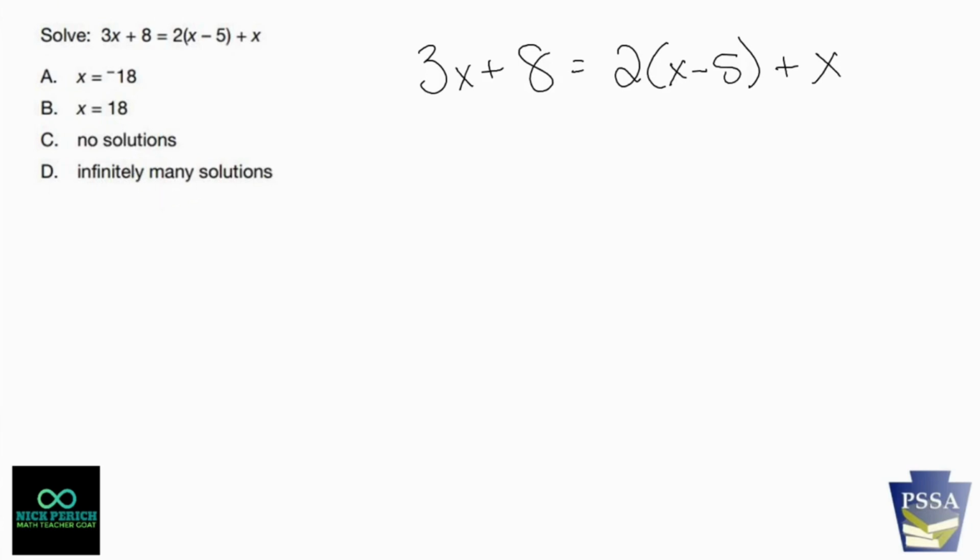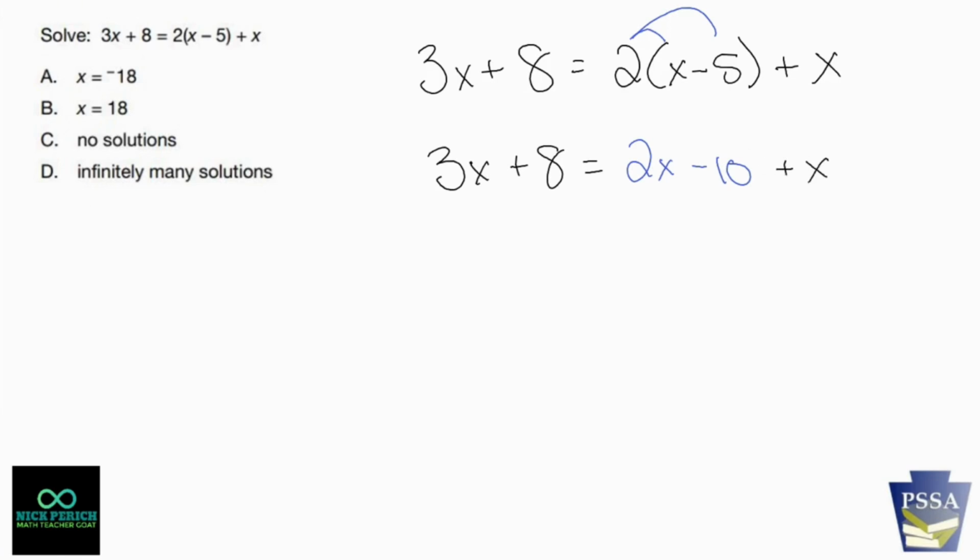First thing we're going to do is we need to distribute. So 2 times x is 2x. 2 times negative 5 is negative 10. Drop down everything else we didn't touch. 3x + 8 equals blah, blah, blah, plus x.